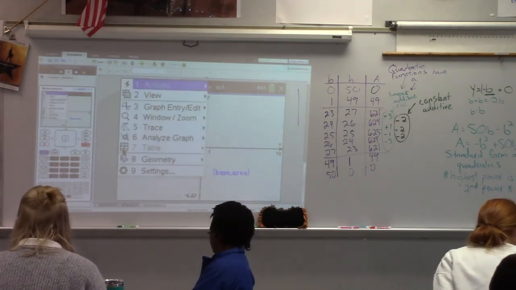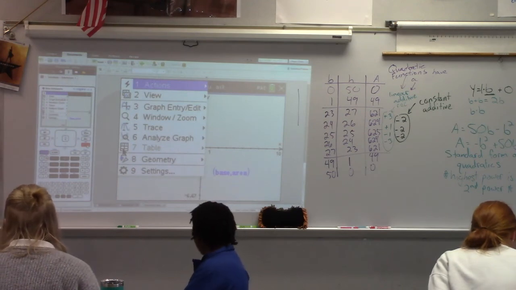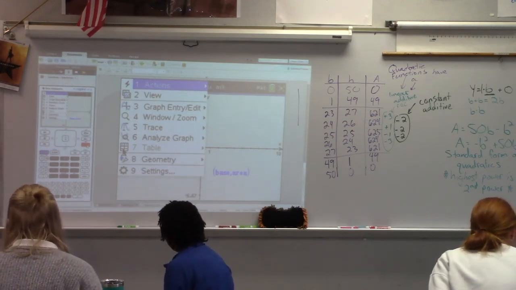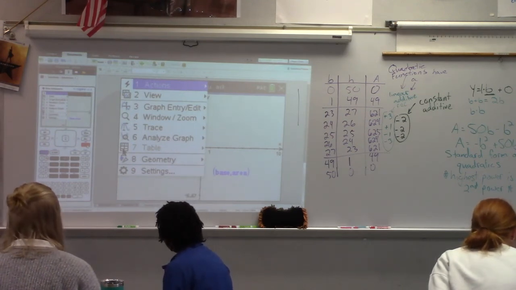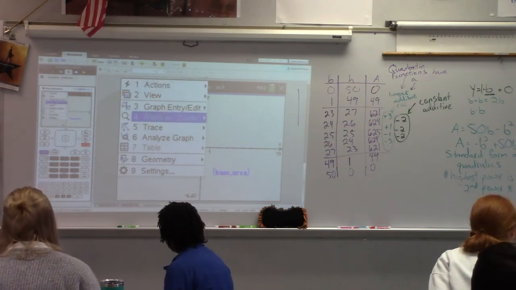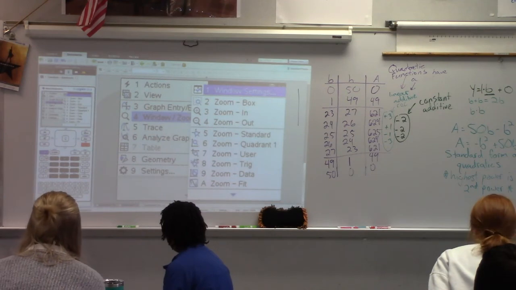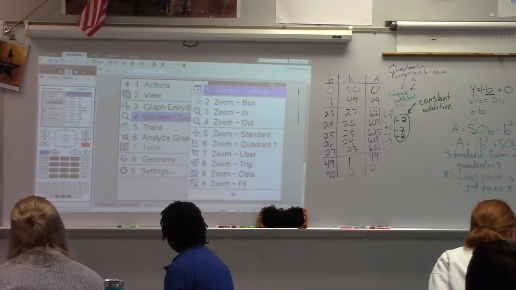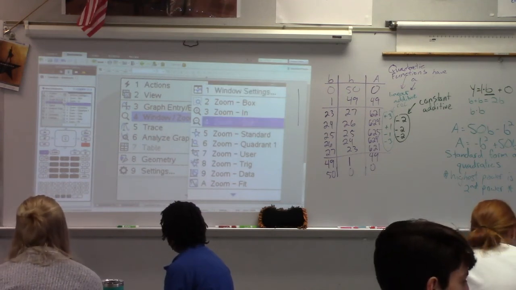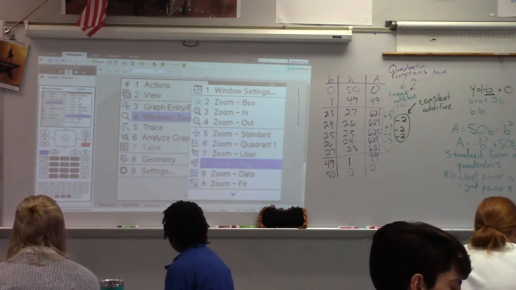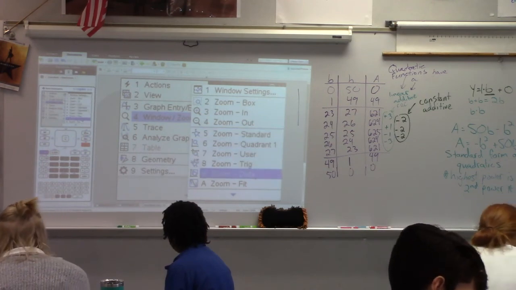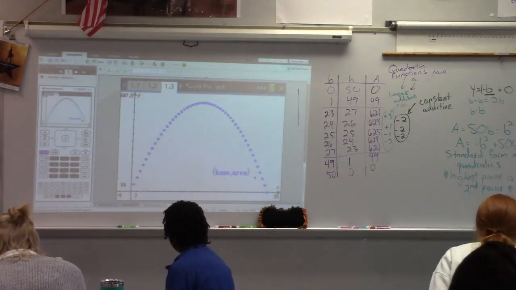Menu. Where am I going to go to change? Not view, look again. 4. Windows / zoom. I want to change my window. The view is not a bad option to think about, but I want to change my window. Specifically, when you have scatter plots, go to zoom data. It's going to zoom right in to your data.